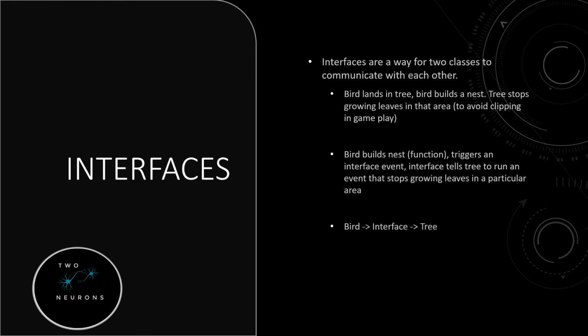Now, what we can do is the bird builds a nest. It's a function in the bird. This function triggers an interface event. The interface event triggers the function in the tree that tells the tree to stop growing leaves in a particular area. So the way this works is bird to interface, interface to tree. That helps us keep encapsulation. So this is why it's good.